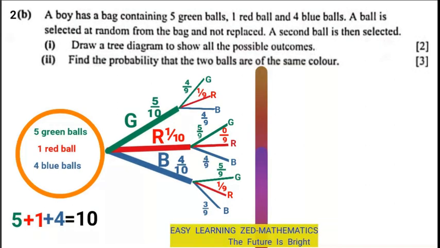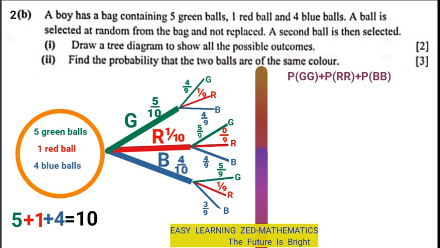2b2. Question 2b2 was: find the probability that the two balls are of the same color. So we're going to find the probability of picking balls from the bag of the same color. To find the probability of picking two balls of the same color, we're going to use this expression, which is the probability of green green plus the probability of red red plus the probability of blue blue.